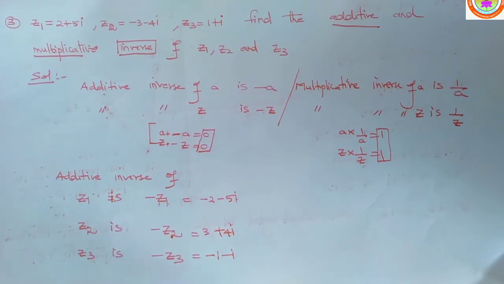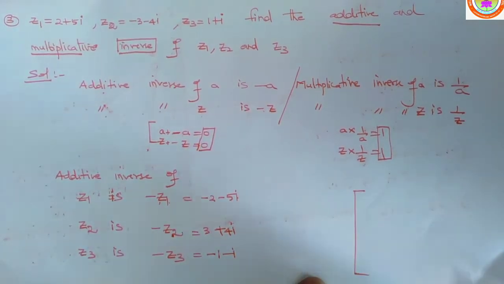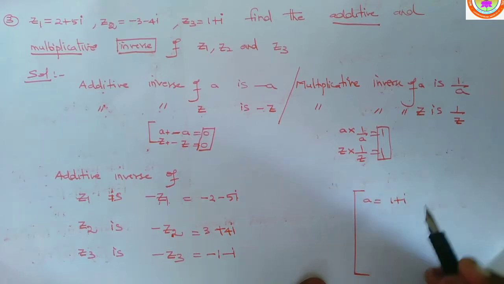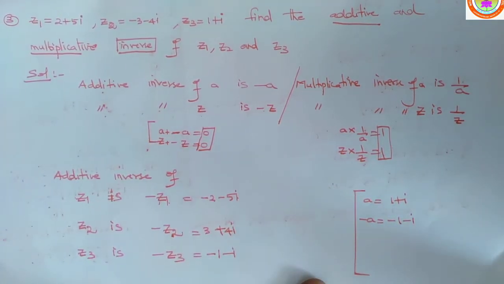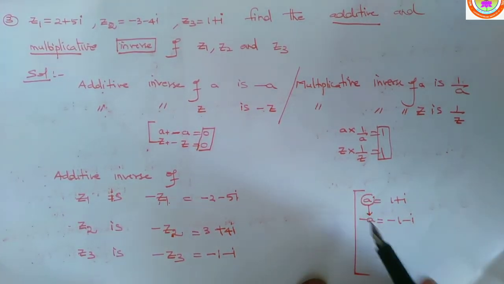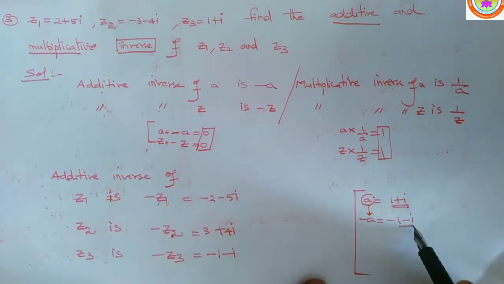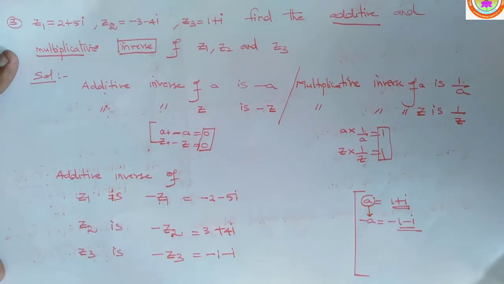Very easily we can solve this sum. You don't need to confuse yourself. For example, a is 1 plus i. What will minus a be? Minus 1 minus i. That's all. Additive inverse of a is minus a. The same way, additive inverse of z1, z2 and z3 is minus z1, minus z2 and minus z3.